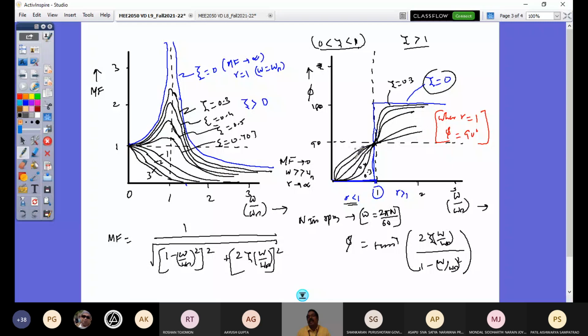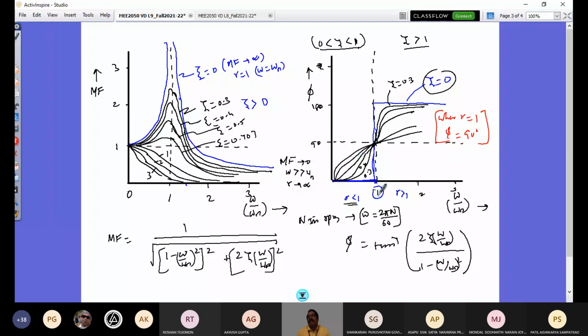And anything other than that, you have this state. You have R value less than 1, the phase angle varies from 0 to 90 degrees. R value greater than 1, it varies from 90 to 180 degrees. And when R is equal to 1, you have either 0 or 180 degrees.